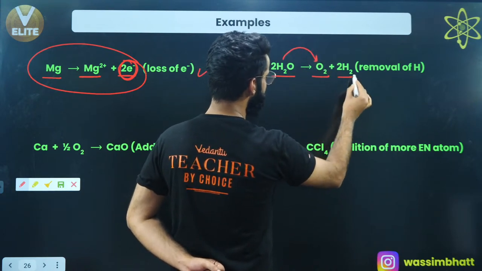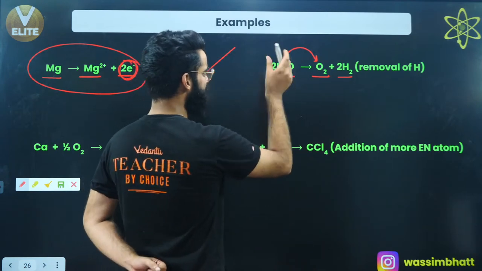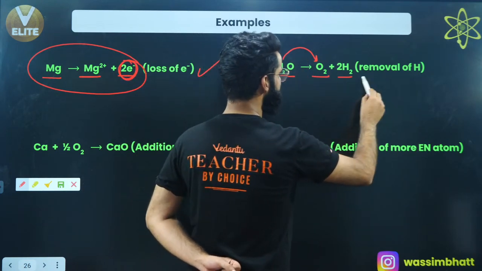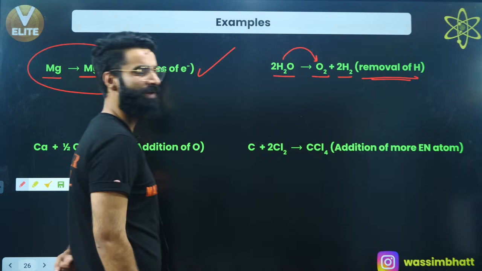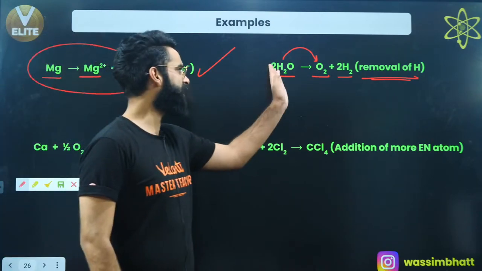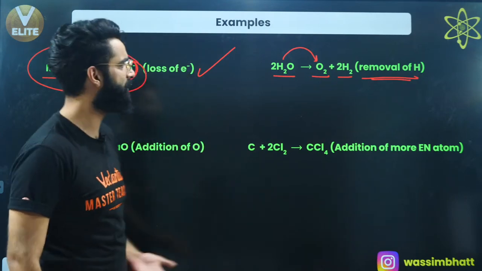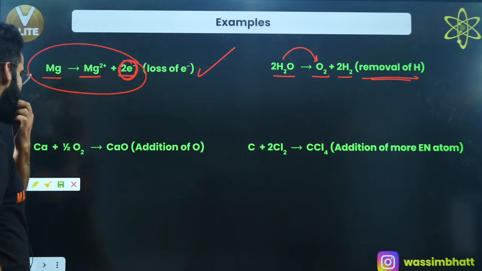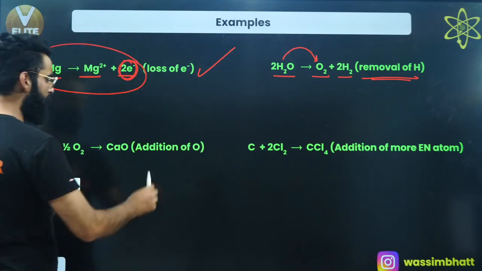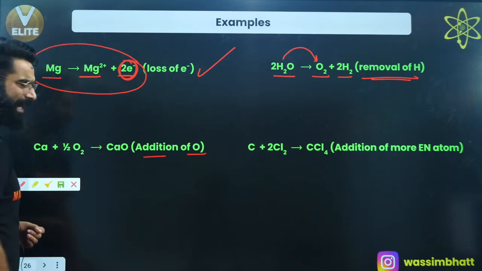Over here, H2O getting converted into O2, and it gives away H2 gas. So what is happening? Is the removal of hydrogen happening in this process? Absolutely, in this process, the removal of hydrogen is happening. Basically, you are taking hydrogen out from this water. Removal of hydrogen is also called oxidation, right? Similarly, addition of more electronegative element, like oxygen.